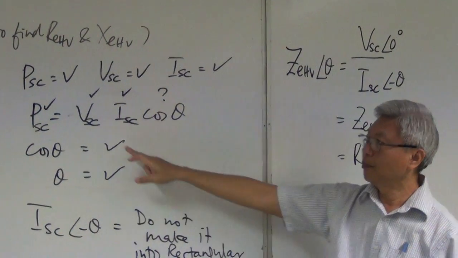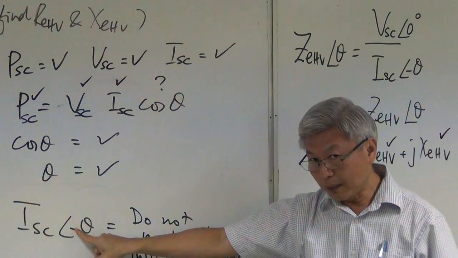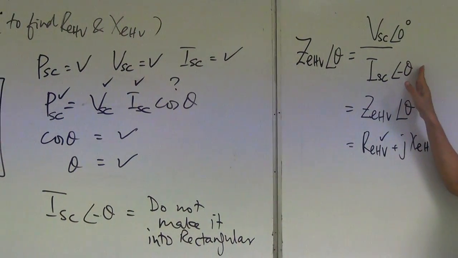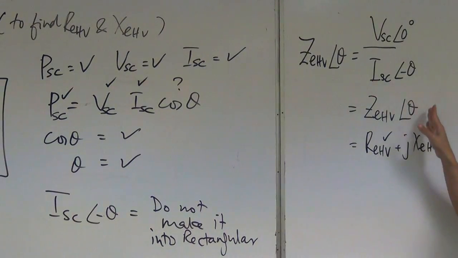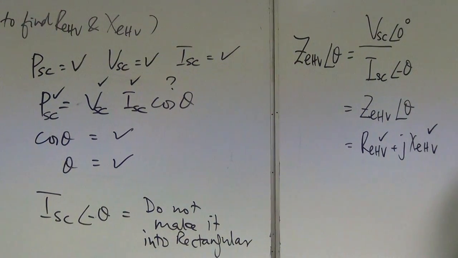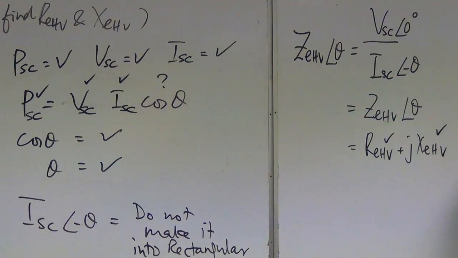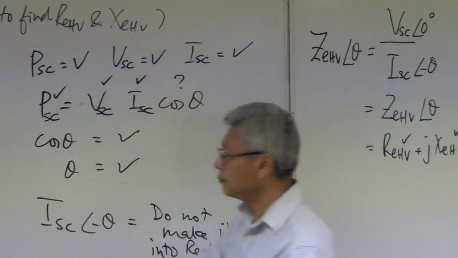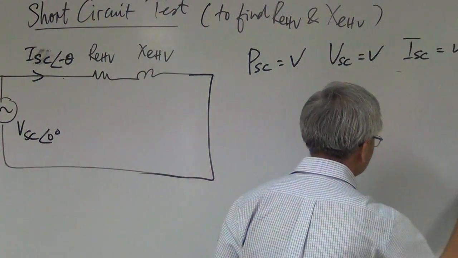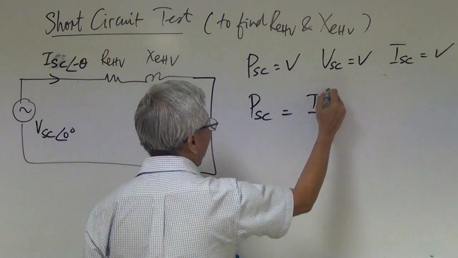Right? So that's called the cosine theta method. We call P equal to VI cosine theta, find cosine theta, find theta, substitute theta into the current with the minus sign. Don't make it into a rectangular number. Use Ohm's law, V over I. Polar number, impedance, make it into a rectangular number. The answer is out. Okay, so that's the first method of the short circuit test. Let's go to the second method, which is the Pythagoras theorem method. Now, the Pythagoras theorem method starts with your power is equal to I square R.